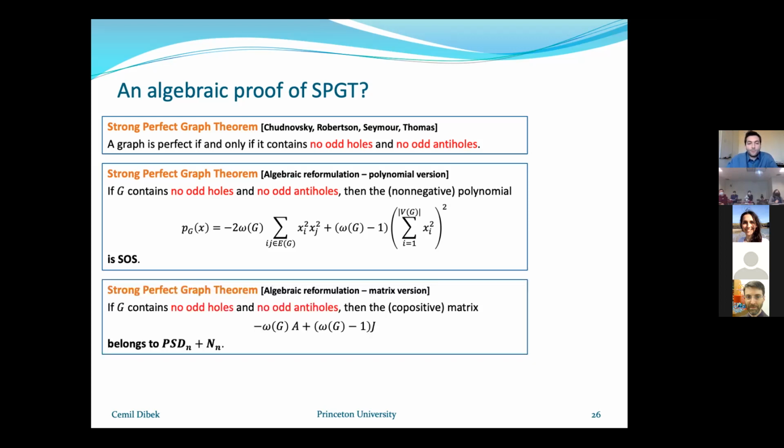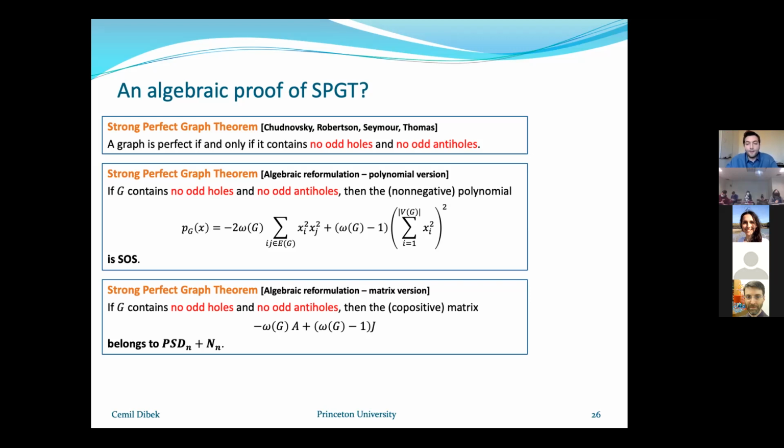And if you like to work with matrices rather than polynomials, then here's the matrix version. If G contains no odd holes and no odd antiholes, then this matrix here that is known to be copositive can be written as the sum of a positive semi-definite and a non-negative matrix. Okay? These are the same thing. And I really hope that these reformulations could actually lead to an algebraic proof of this strong perfect graph theorem in the future, hopefully a simpler and a shorter proof.